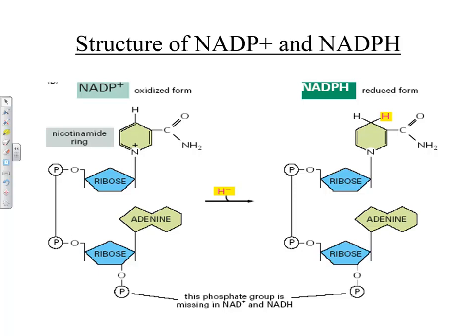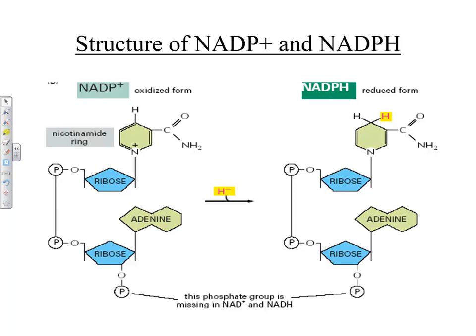In this diagram, you see the structure of NADP plus and NADPH. The difference between the two is that the diagram on the left is the oxidized form. If you add a proton and two high energy electrons, which is basically one electron and a hydrogen atom, so that gives you H minus over here, then you get the molecule on the right, which is called NADPH.